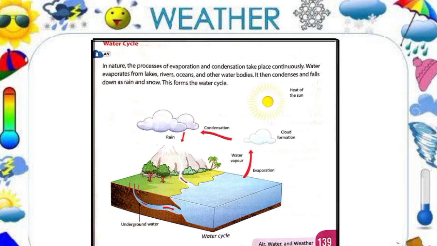Now let's understand the water cycle. In nature, the processes of evaporation and condensation take place continuously, and water evaporates from lakes, rivers, oceans and other water bodies, and it then condenses and falls down as rain or snow, and this forms the water cycle.